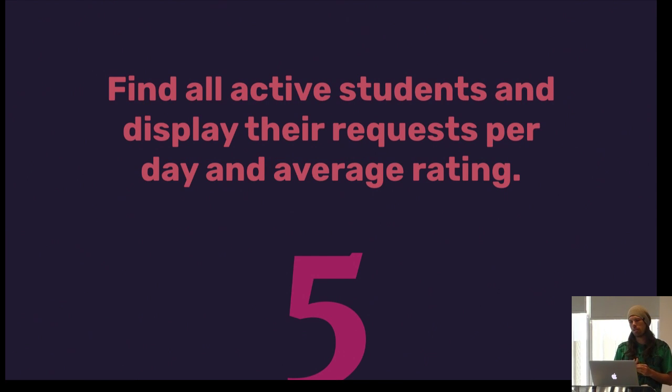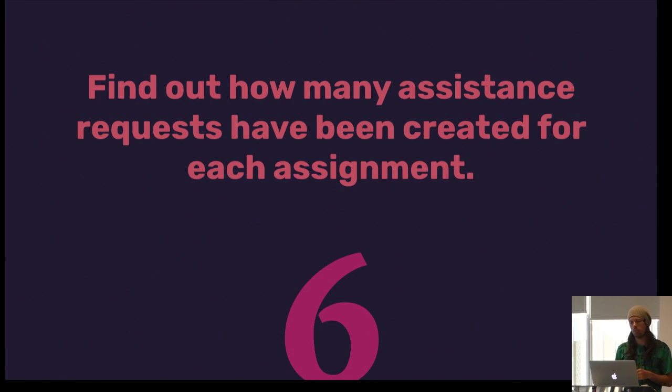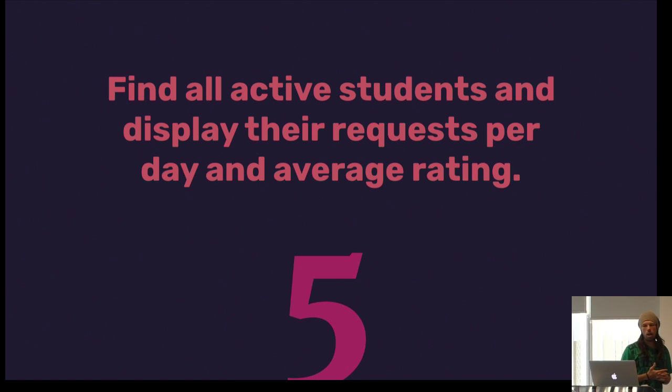Find all active students and display their requests per day and average rating. This one's kind of useful. If I found that a student had a lower rating, I could check to see how many assistance requests they were making. And if they were not making a lot of assistance requests, then I would identify that as something we have to address, maybe have a conversation with that person. Why are you not asking for help? The help you are asking for is telling us that maybe you're struggling a little bit, so let's get that assistance request number up a little bit. And we can measure it now and in 2 weeks from now and figure out if that's made a difference or not.